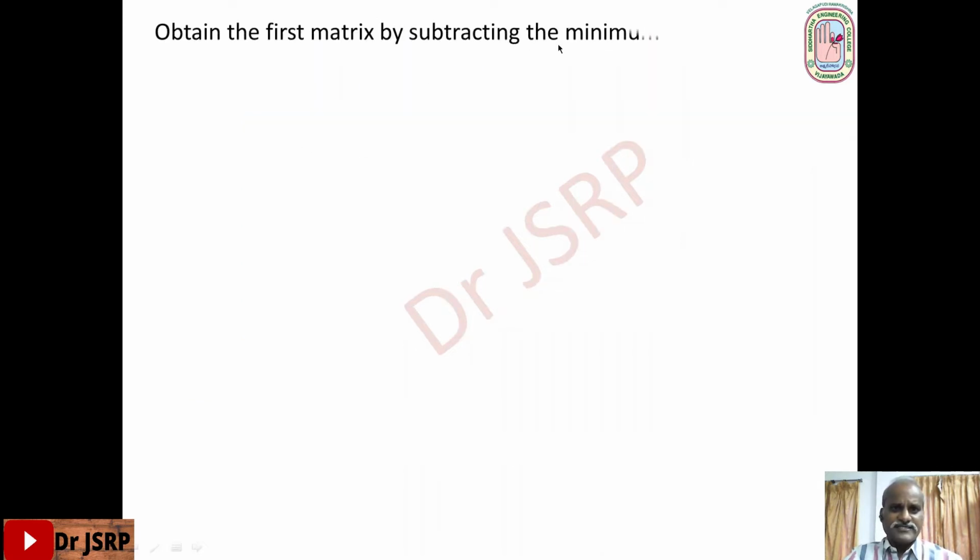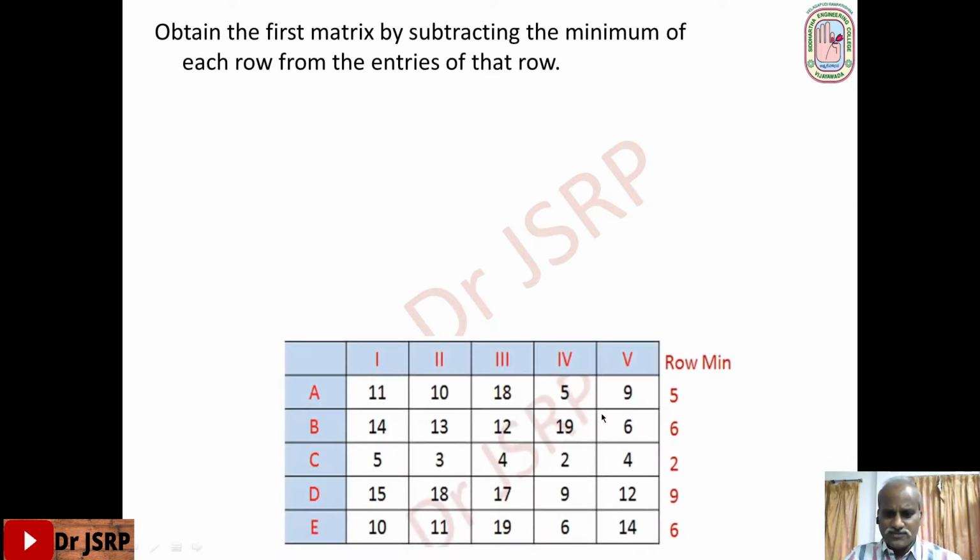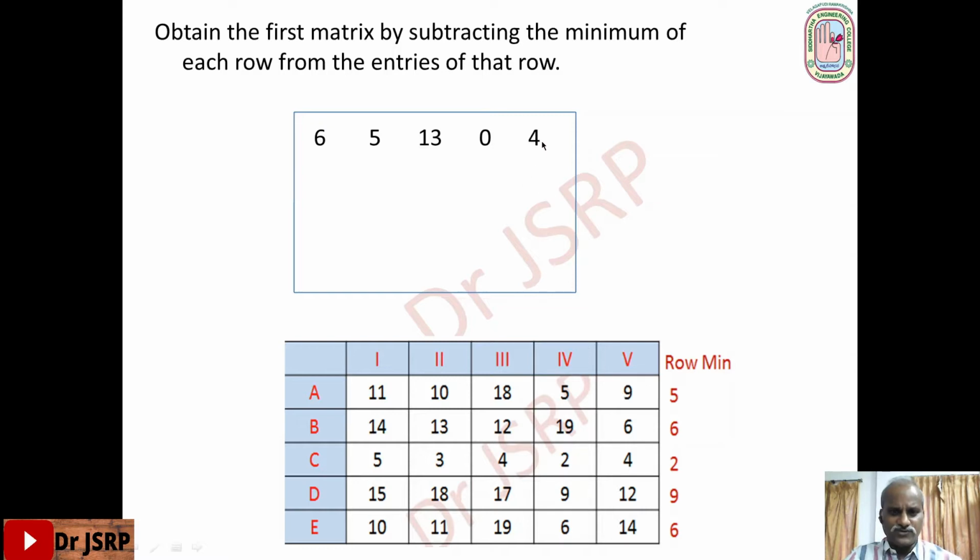So obtain the first matrix by subtracting the minimum of each row from the entries of that row. This is the previous row, right. First, 11 minus 5, 6, 10 minus 5, 5, 8 minus 5, 3, 5 minus 5, 0, 9 minus 5, 4. Right, observe this row, it has a 0. That means this is a possible assignment for the first job. So that means the first job has only one possible assignment in this case. That is the meaning of subtracting the minimum value from the row.